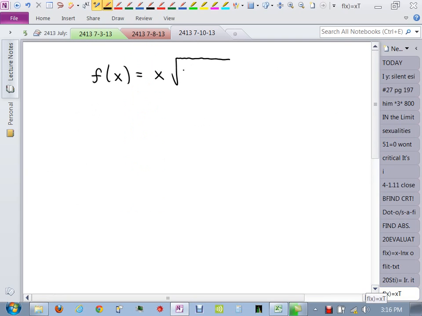All right, back to the next one. 16 minus x squared on the interval -1, 4. Everybody have it?